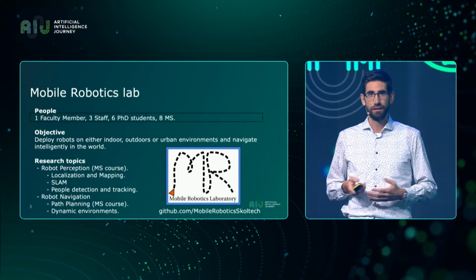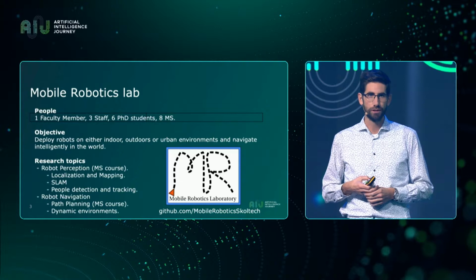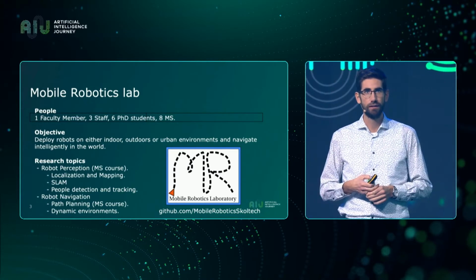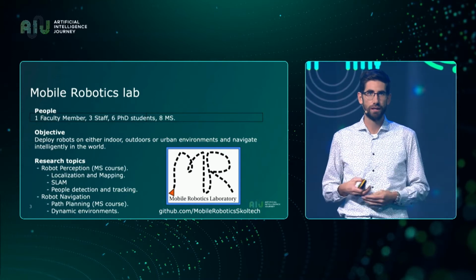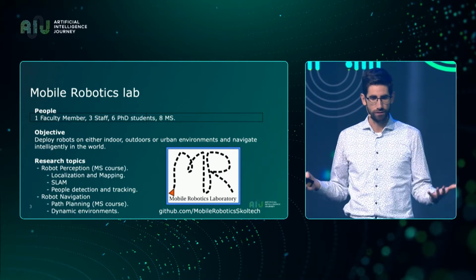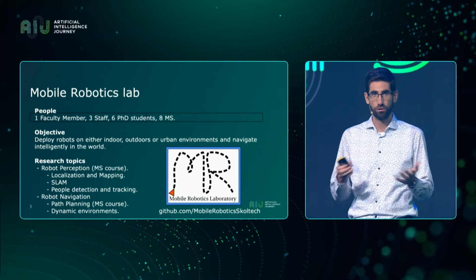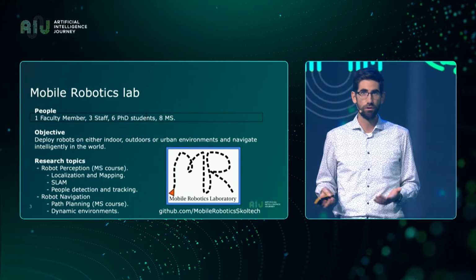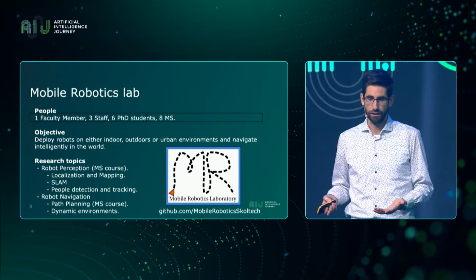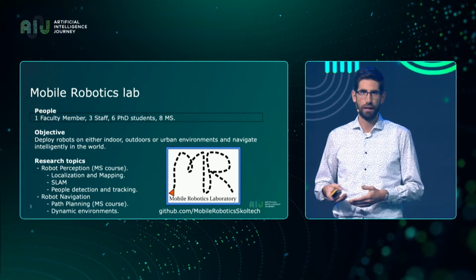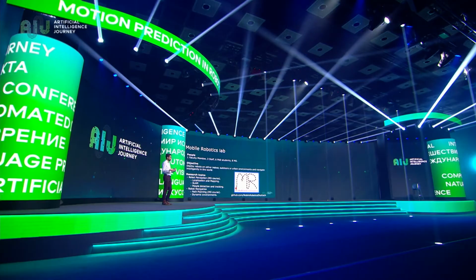And more in particular about our research group. Well, there's one faculty member leading it. We have staff, PhD students, and our research objective is to deploy robots either in indoor or urban environments or outdoors and navigating the world intelligently. Okay, so this is a high and long-term research goal, but how to achieve this?